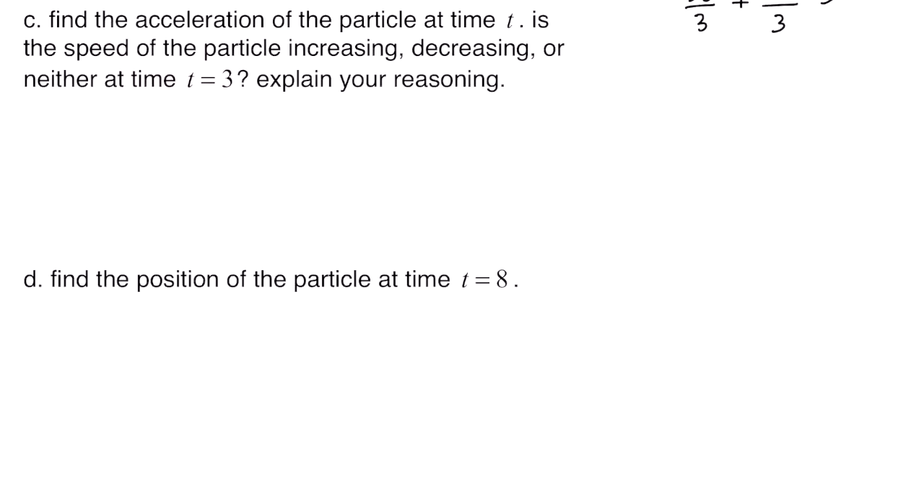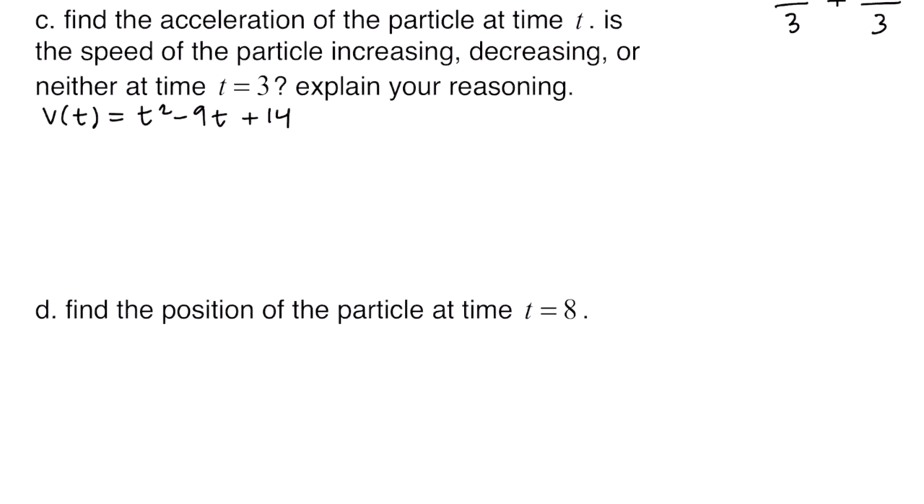Find the acceleration of the particle at time t. Is the speed of the particle increasing, decreasing, or neither at t equals 3? Explain your reasoning. So here's our velocity function. To find acceleration, we're going to take the derivative. So we get that acceleration is 2t minus 9.